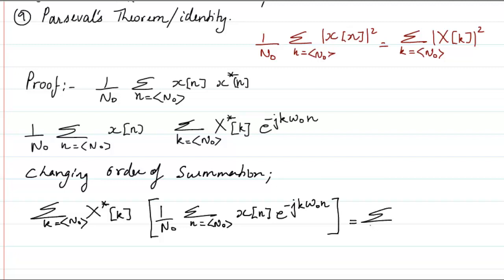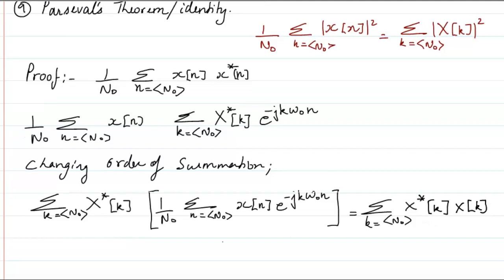So I can write it as summation k for the period n naught, X conjugate of k multiplied with X of k. And what is this? This is basically the magnitude. So I can write these two together as magnitude of X of k square. Hence proved.